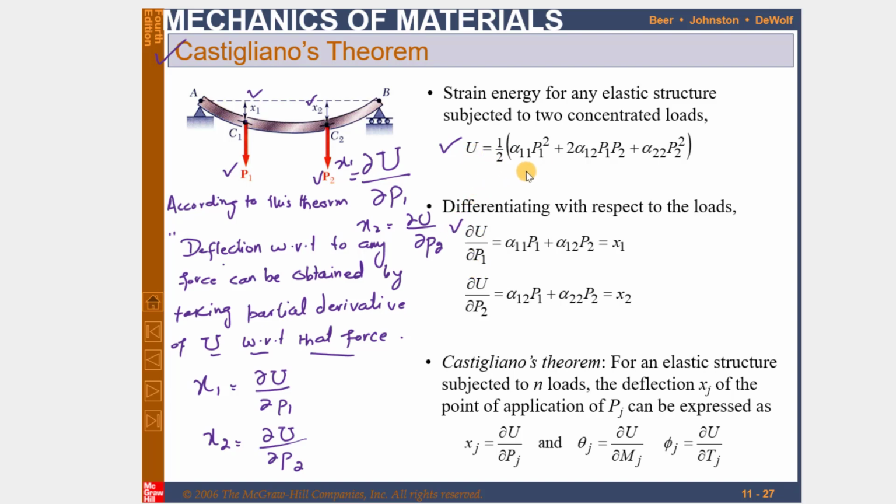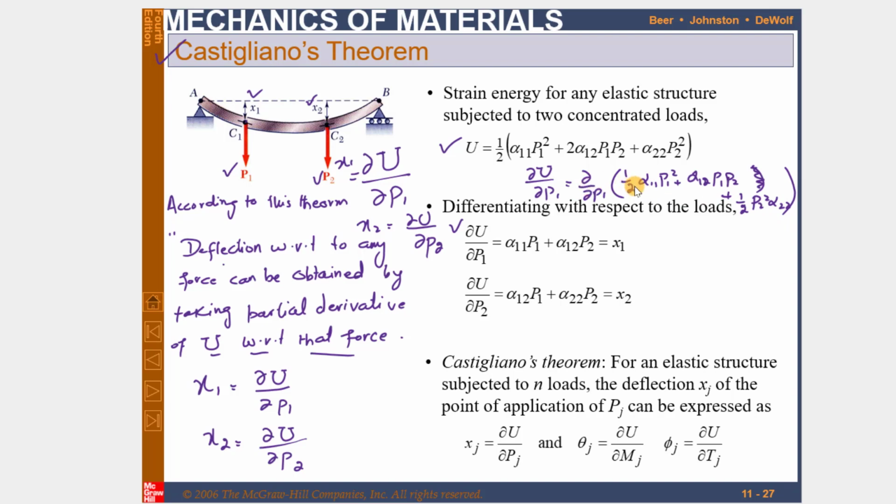So if you take partial u over partial P1, you will have to apply partial over partial P1 of this whole term, which is equal to 1/2 A11 P1 squared plus A12 P1 P2 plus 1/2 P2 squared into A22. So again you will have to apply the partial.